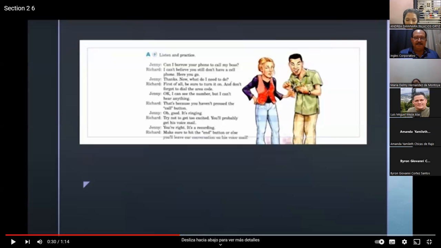That is the difference. Let is, for example, let me use it. So it's to give permission. It's similar, but very informal when you say let. Okay, hey, let me use your car.